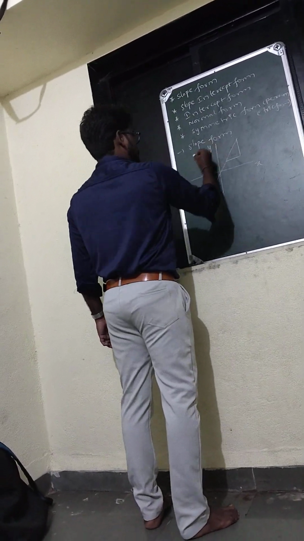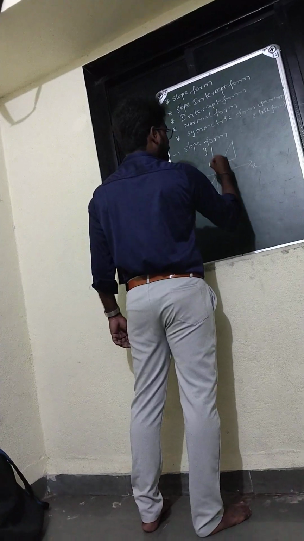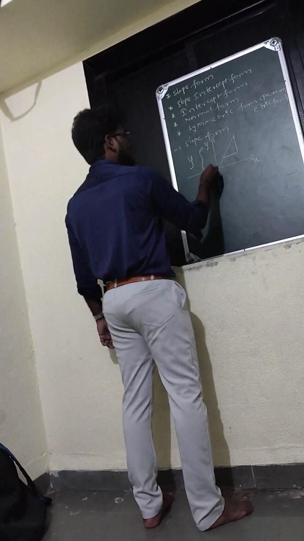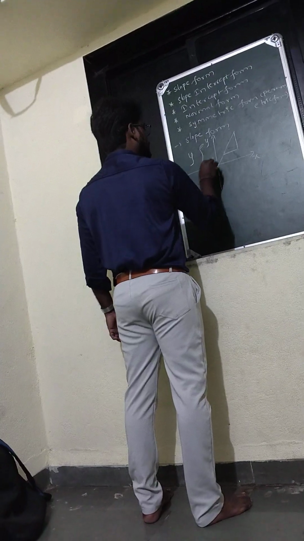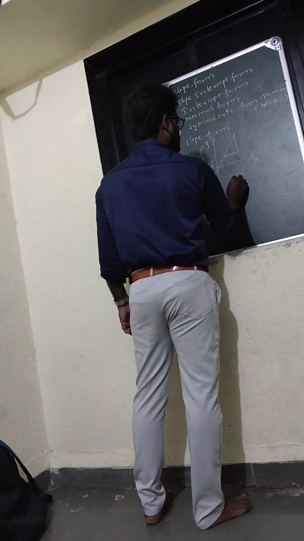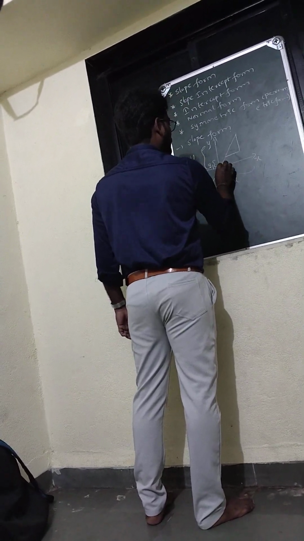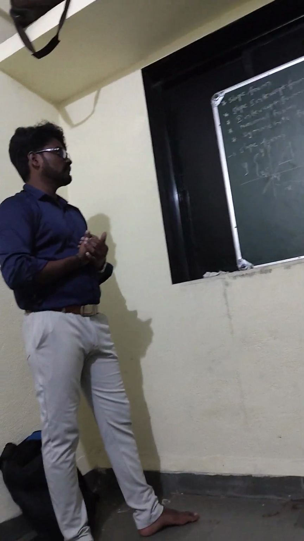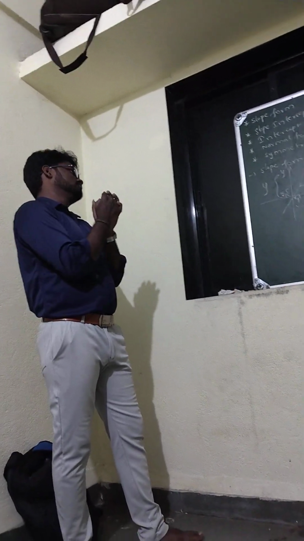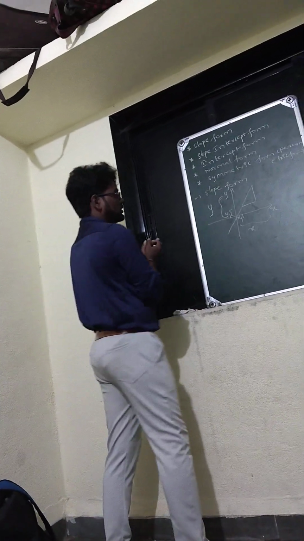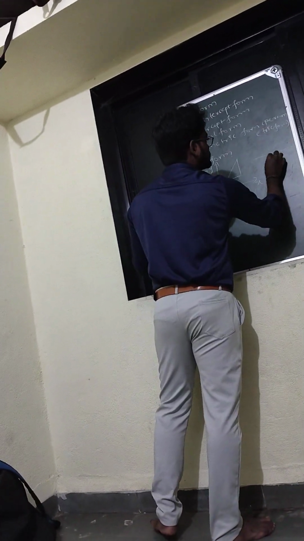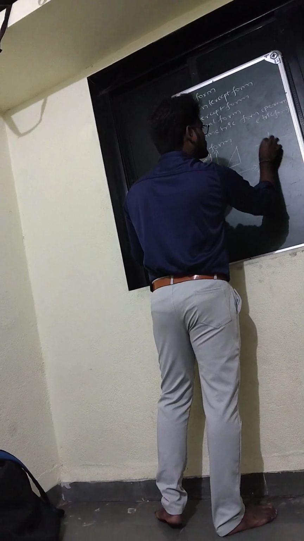X-axis, y-axis. This total distance is y, and this part of the distance is y1. Total distance is x. This part is not equal to half, but a 1 to 3 ratio is also fine. Suppose the total distance is 10 and some distance is 4.